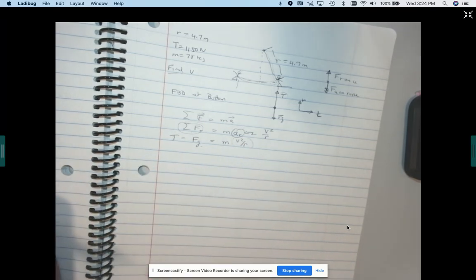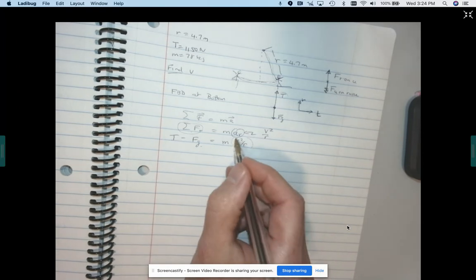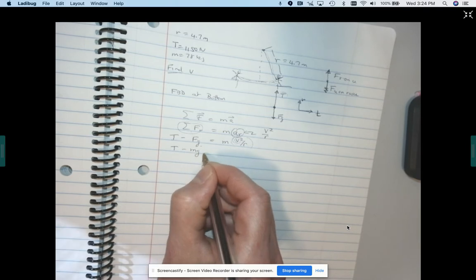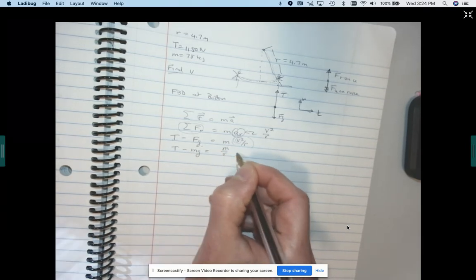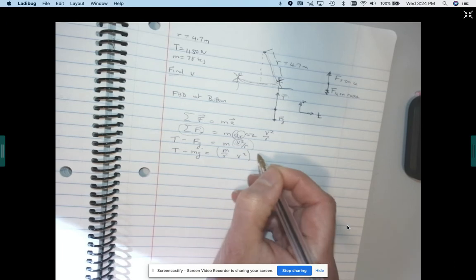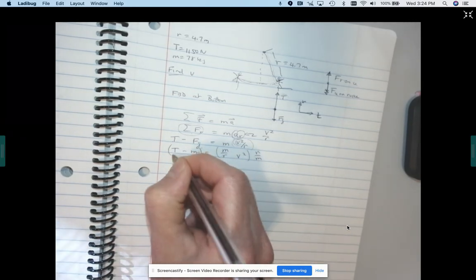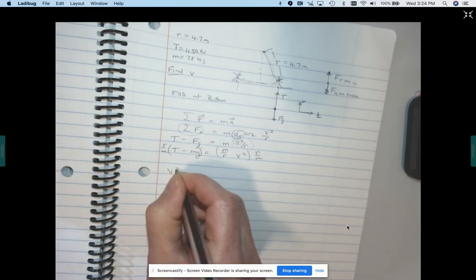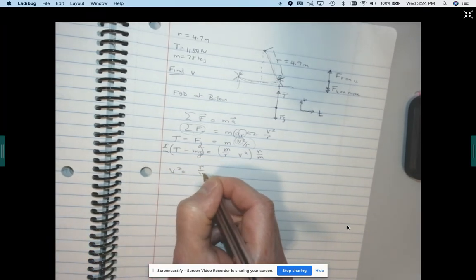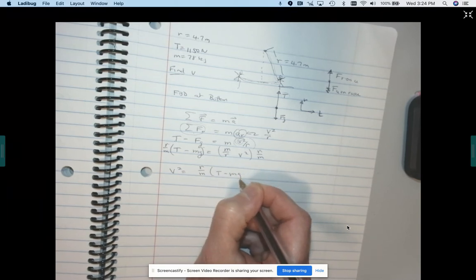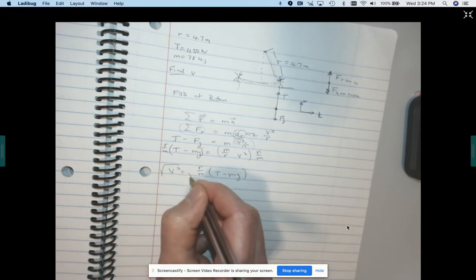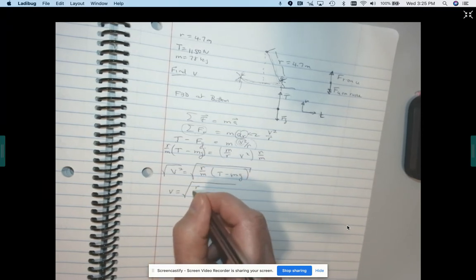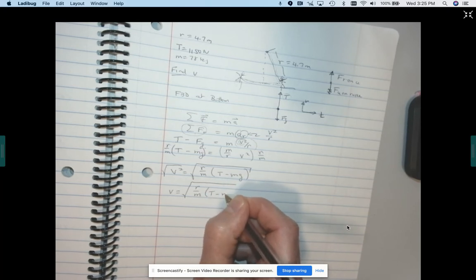Okay. All right, and then we want to find v. This is what we're going to solve for. So we have tension minus mg equals m over r times v squared. And we can multiply both sides by r over m. I feel like we just did this. R over m. And then just swap sides. We get v squared is r over m times tension minus mg. And then we'll take the square root of both sides. So v is the square root of r over m, times tension minus mg.